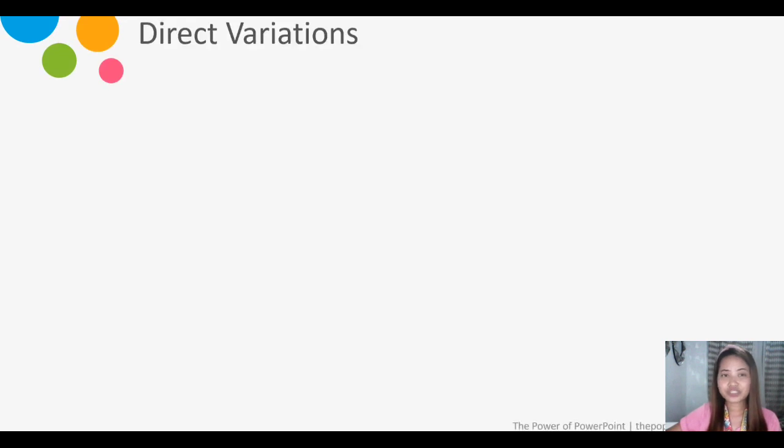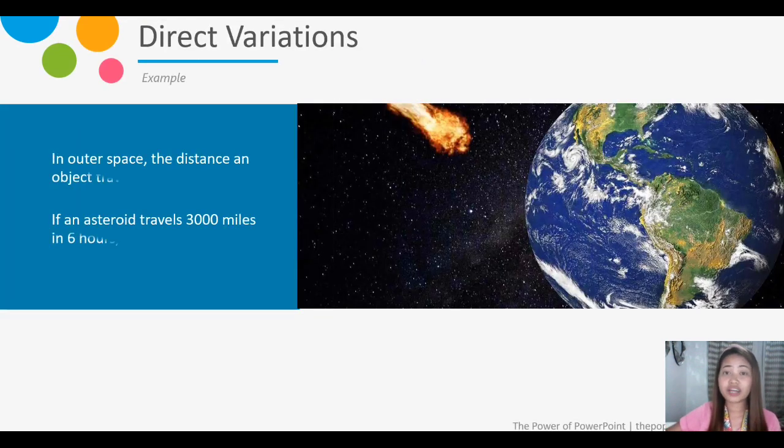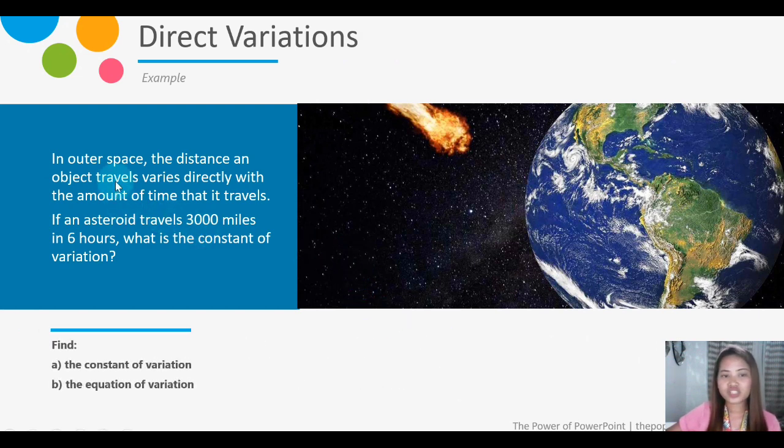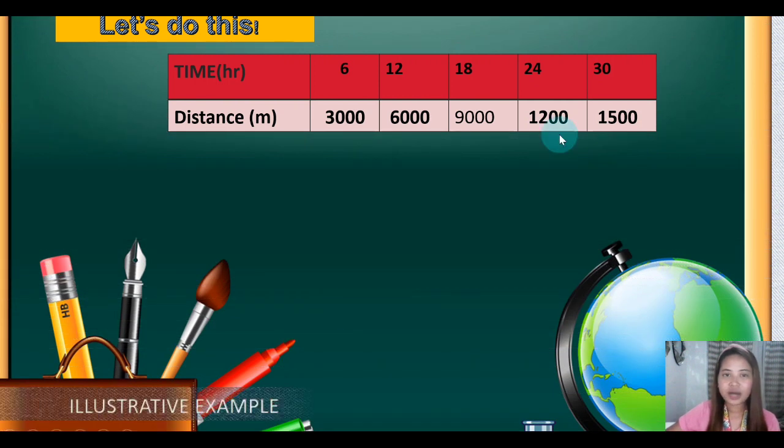So now let us proceed to the situational examples of direct variation. In outer space, the distance an object travels varies directly with the amount of time that it travels. If an asteroid travels 3,000 miles in 6 hours, what is the constant of variation? So we need to find the constant of variation and the equation of variation. I made some tables here to represent the time and the distance of the asteroid.